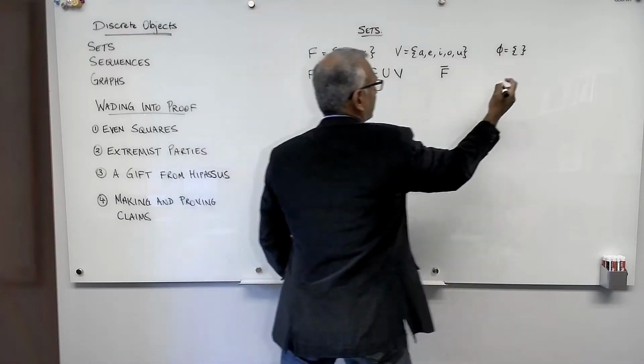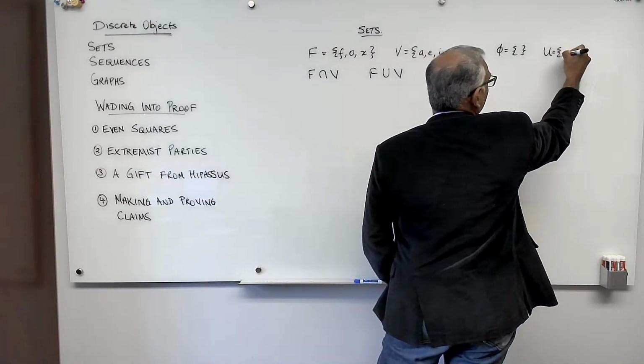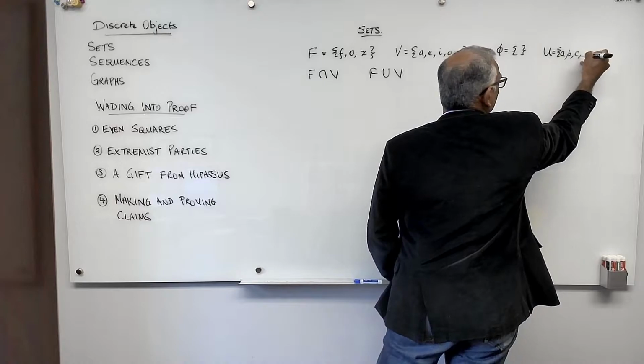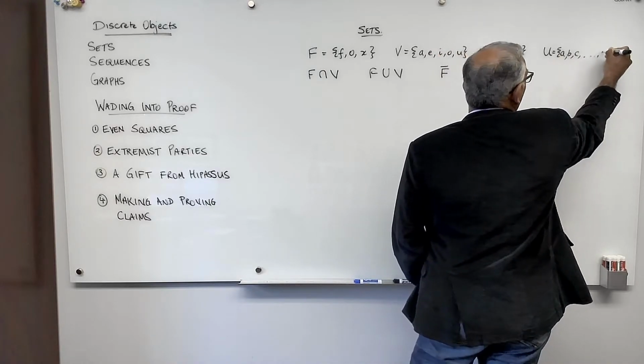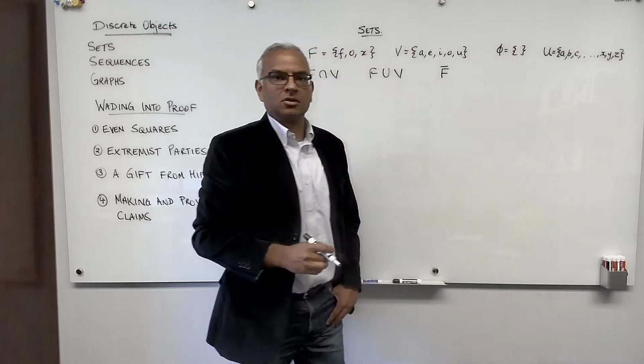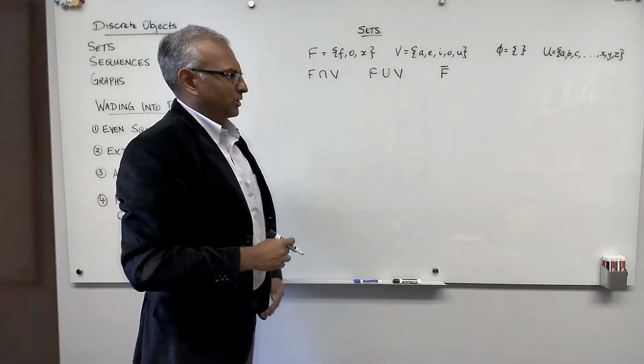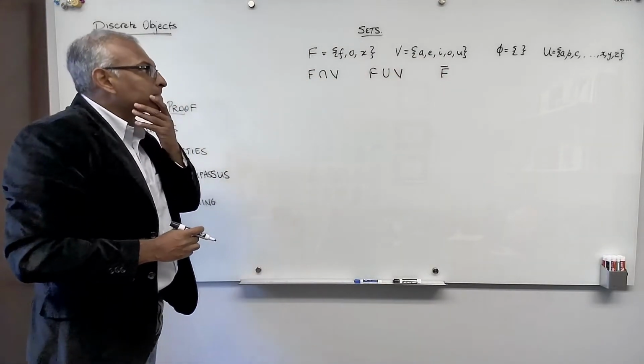So we could define the universe set, the set of everything, which is U equals A, B, C, D, E, F, dot, dot, dot, X, Y, Z. Now the dot, dot, dot means fill in the blanks. And in this case, it's obvious, it's the whole 26 letters of the alphabet.